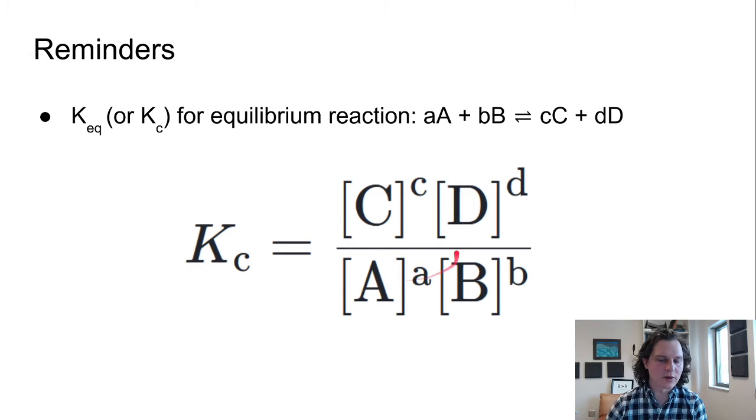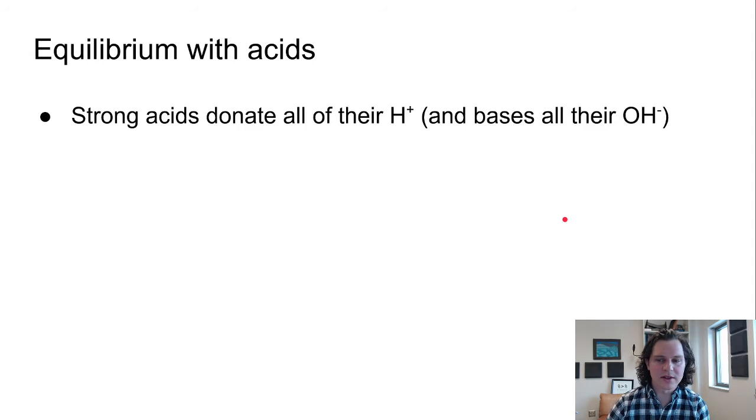And so this equilibrium constant is really present throughout all of chemistry, but it's also a really important one for acid-base chemistry specifically. So when we use these equilibrium equations in acid-base chemistry, there's a couple things to remember. First of all, strong acids donate all of their hydrogen ions and strong bases all of their hydroxide ions. So we can make some simplifying assumptions that make working with strong acids and bases a lot easier.